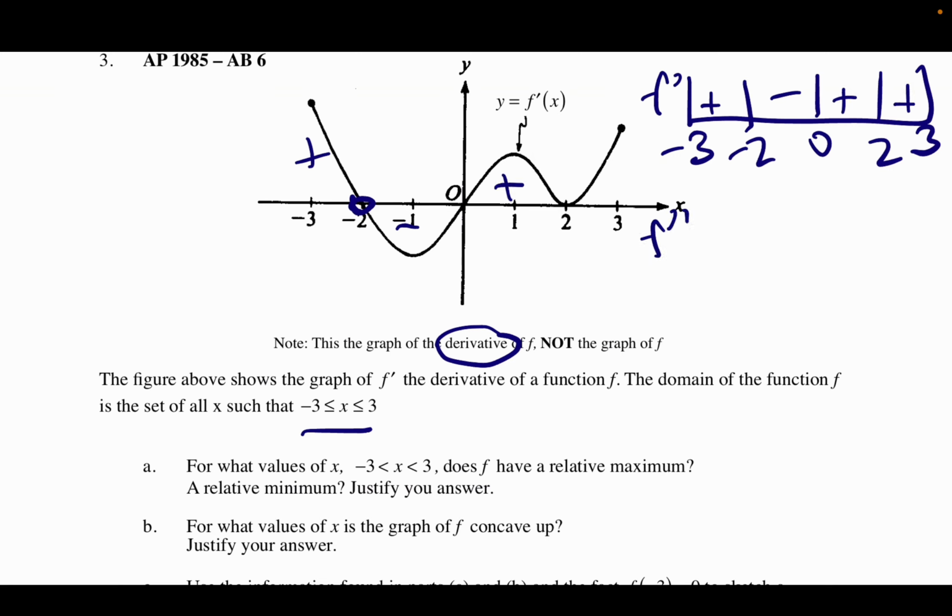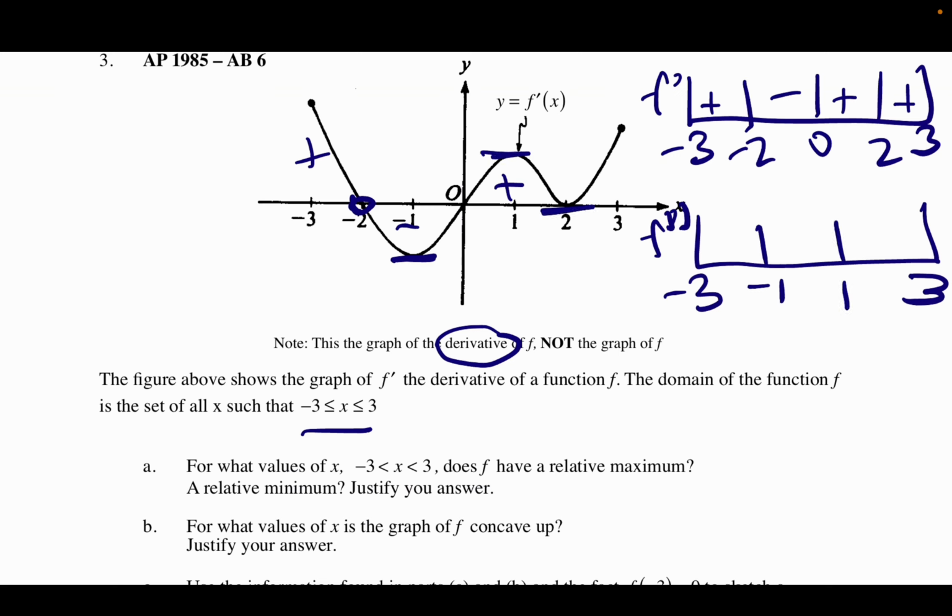Go ahead and do it before you start the problem, please. The derivative of the derivative would be 0 at -1, 0 at 1, and 0 at 2. This is decreasing until I get to -1, so its derivative will be negative. This is increasing, so its derivative will be positive. Decreasing, increasing.